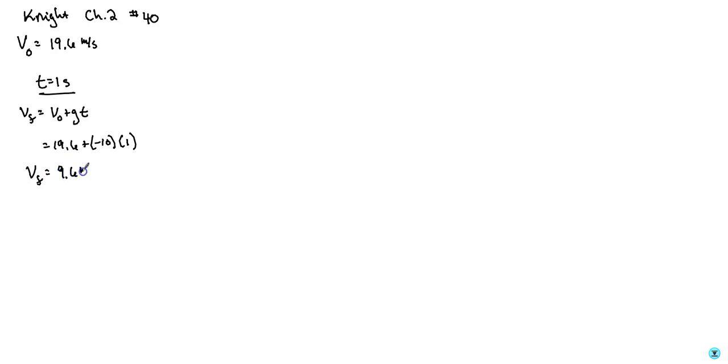Okay, so writing down the initial information, the initial speed of this ball is 19.6 meters per second. And then they would like us to go through and find out its position and speed at each of those time intervals. All right, so when time equals 1 second, let's do some work. To find the speed, all we're doing is v sub f equals v sub o plus gt. So it's 19.6 plus negative 10 times 1. So v sub f is going to be equal to 9.6 meters per second.